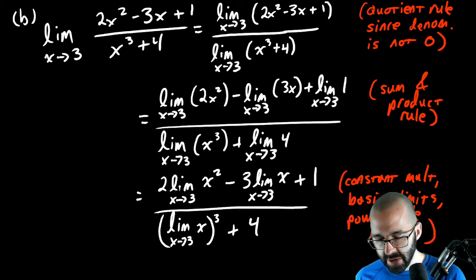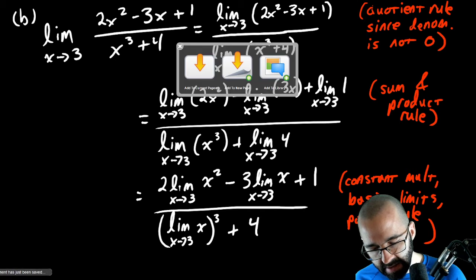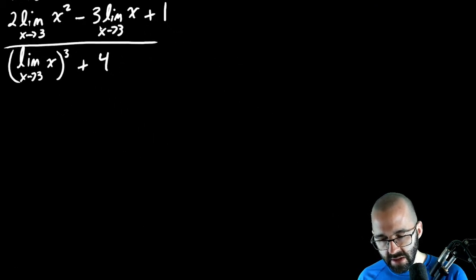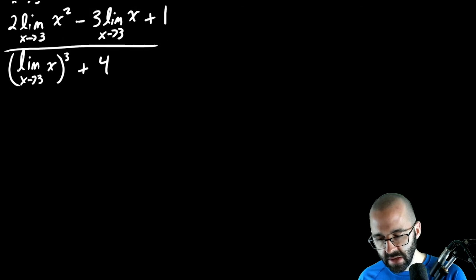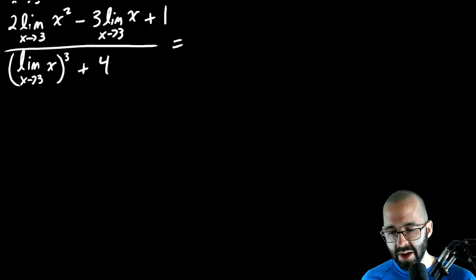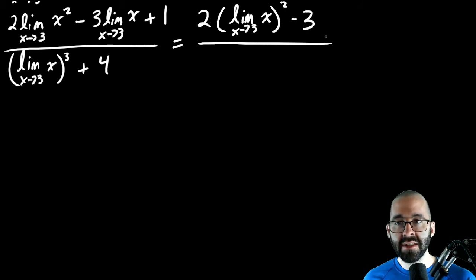All right, we just keep on going. All right, I'm going to copy this actually to the next one. All right, we can use now the power rule on the first thing in the numerator. The limit as x goes to 3 of x. We can now use a basic limit law on the second one. This is 3 times this limit.